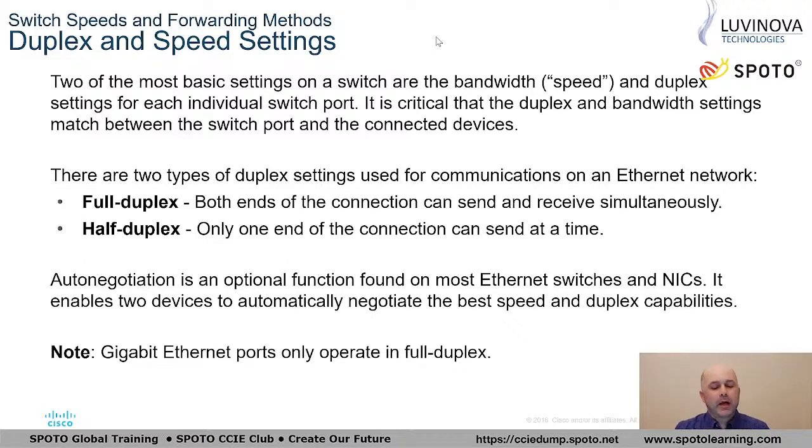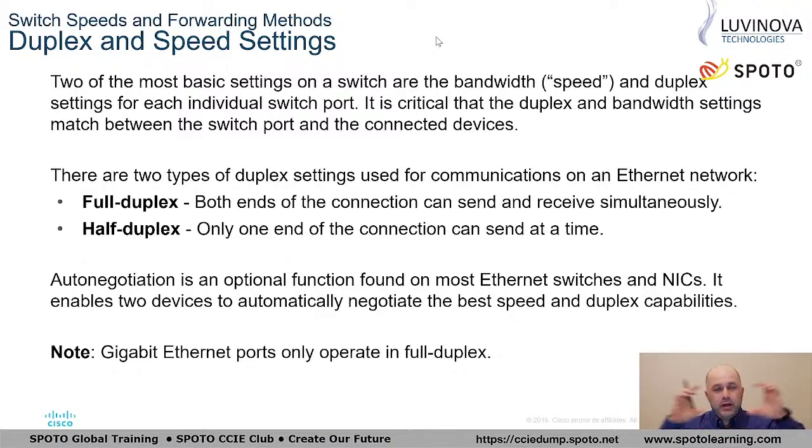RJ45 ports. Those ports work in full duplex and half duplex. Two of the most basic settings on the switch are the bandwidth, or we call it speed, because it depends how big the bandwidth is and how much information we can put through in a certain period of time. That's how we measure our speed. And duplex settings for each individual switch port.